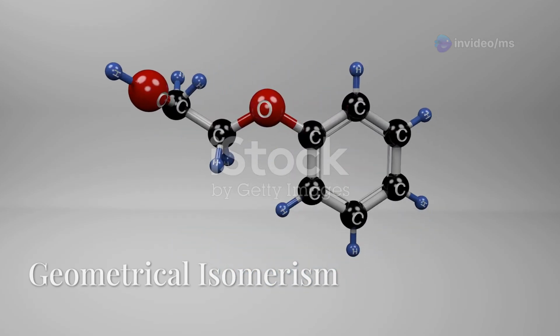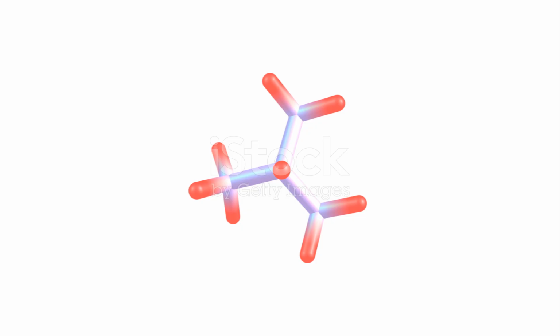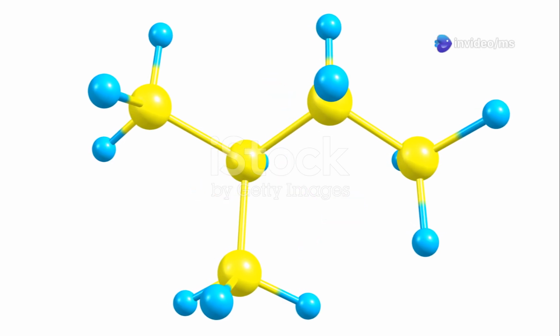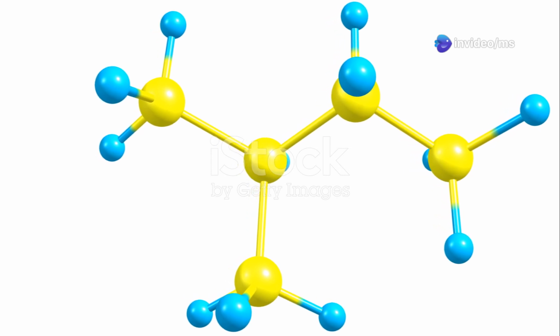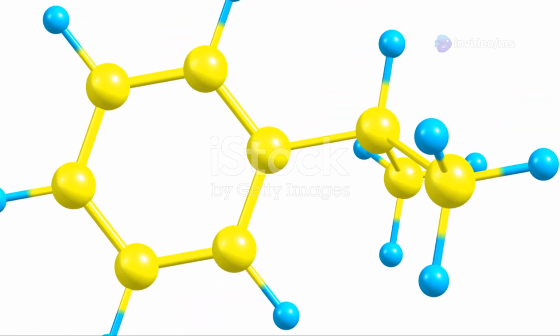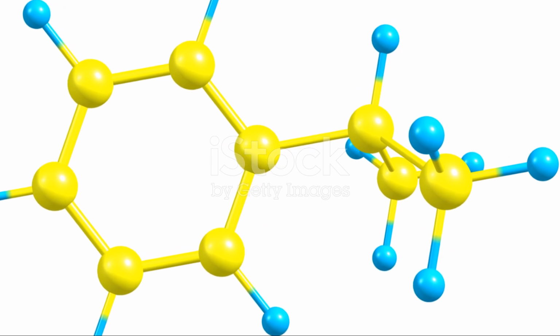Geometrical or cis-trans isomerism is found in alkenes and cyclic compounds due to restricted rotation around a double bond or ring. For example, butene can exist as cis-butene, where the same groups are on the same side, or trans-butene, where the same groups are on opposite sides.